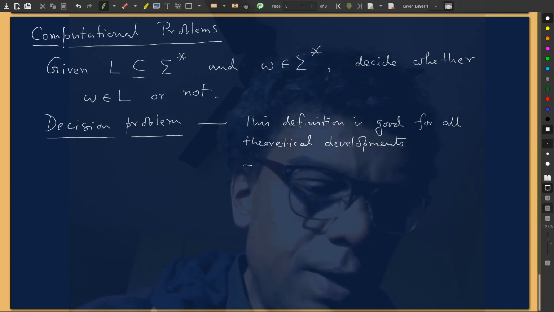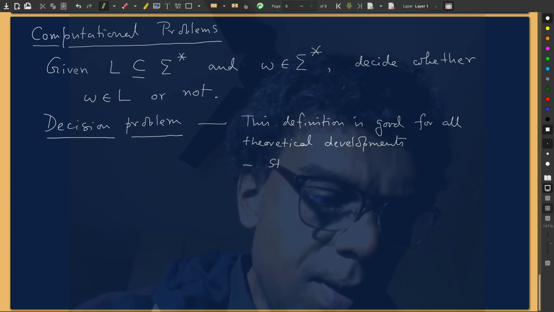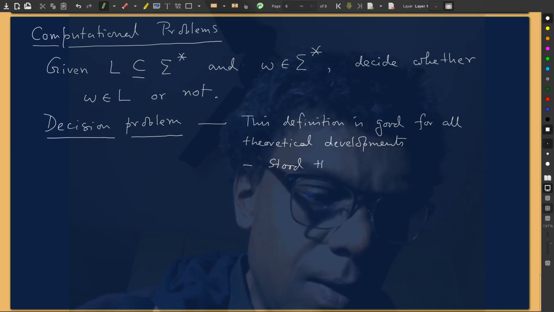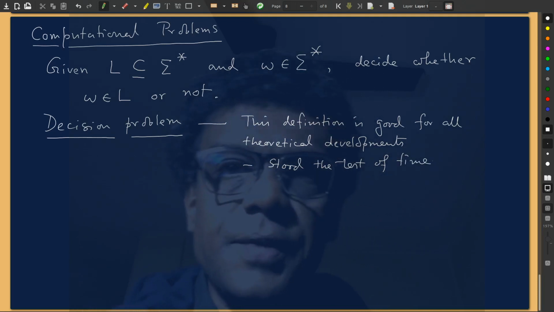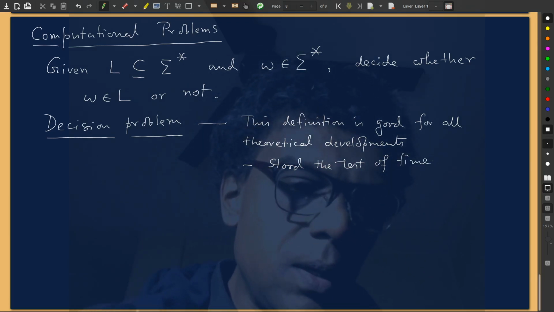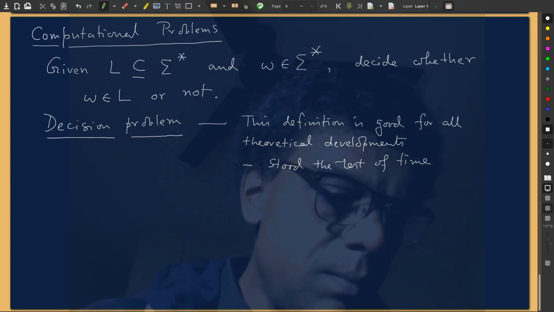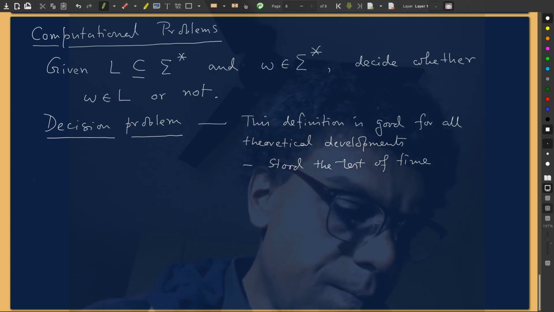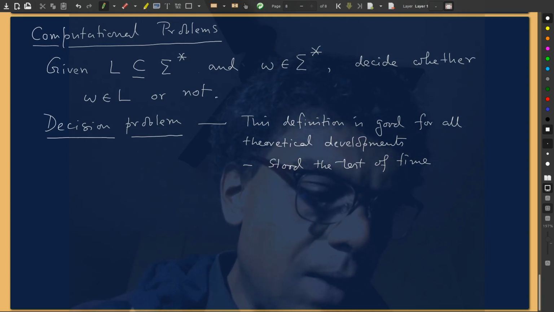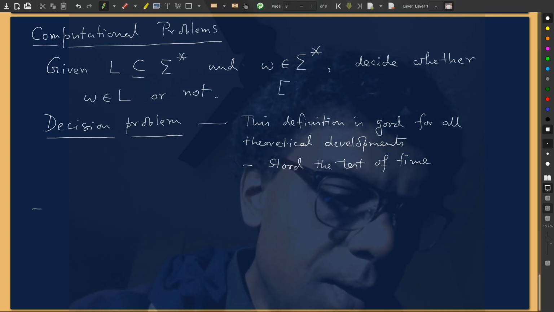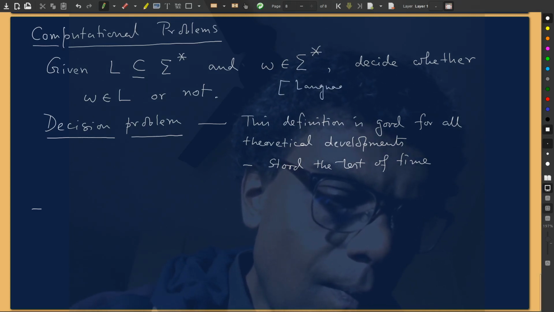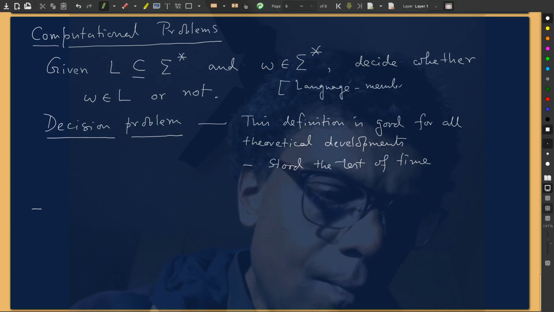And not only that, as I mentioned, they have stood the test of time. Defining things this way does not harm us in arriving at important results about computability. Okay, but given this, L is a language over sigma. So, how many computational problems are there? There are as many as there are languages. It's basically nothing but the language membership problem.